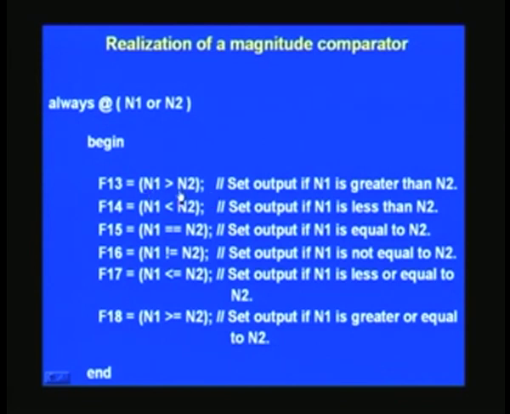So, n1 greater than n2, and you assign it to F13, and this is the comment that you have to put. For logical equivalence you have to put 2 equals signs, whereas in the ordinary assignment elsewhere you need to have only 1 equal sign. And this is a not equal to, less or equal to, and greater or equal to. I think we have covered all the possibilities.